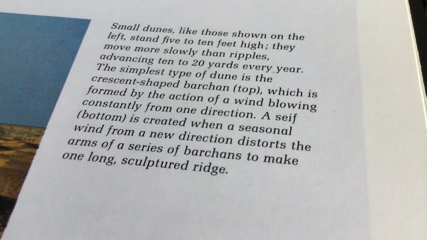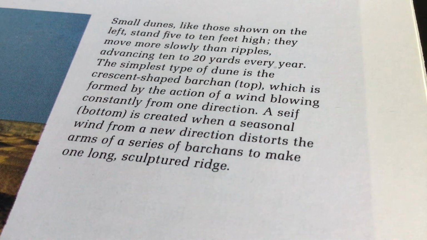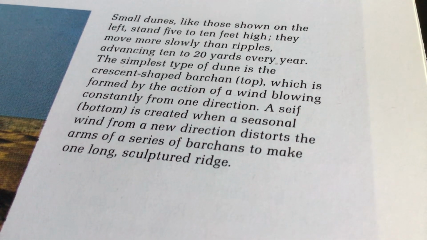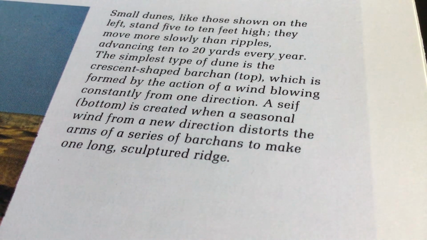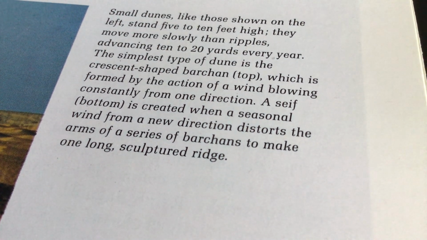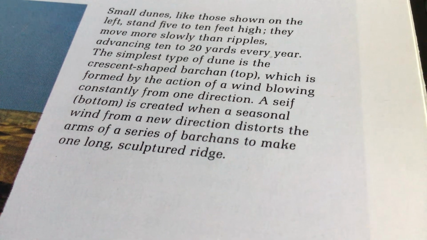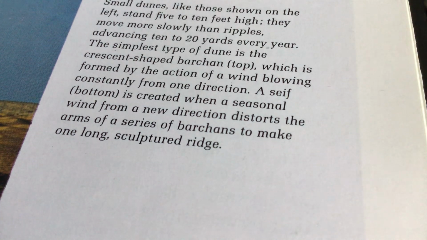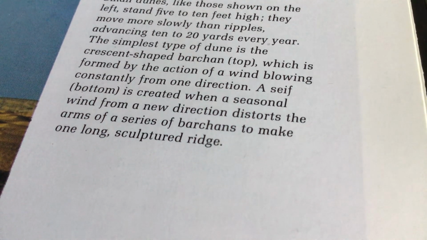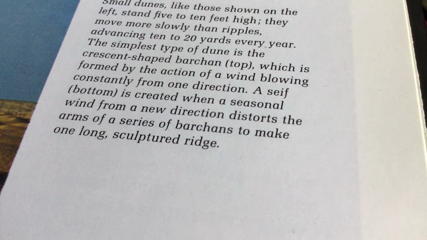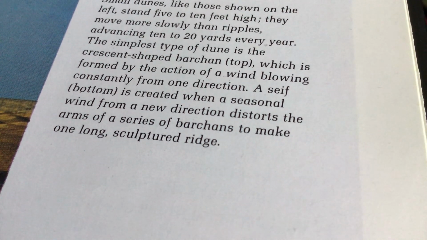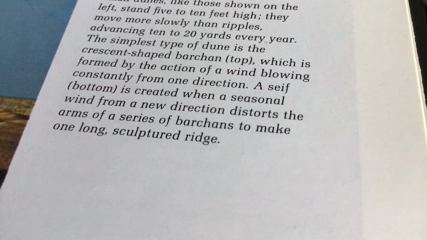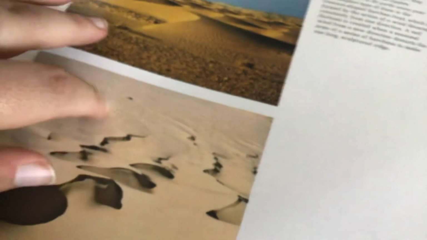Small dunes like those shown on the left stand 5 to 10 feet high. They move more slowly than ripples, advancing 10 to 20 yards every year. The smallest type of dune is the crescent-shaped barchan, which is formed by a wind blowing constantly from one direction. A steep bottom is created when a seasonal wind from a new direction distorts the arms of a series of barchans to make one long sculptured ridge. These are small dunes.